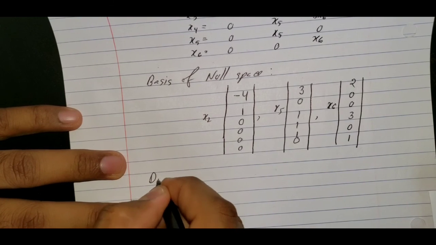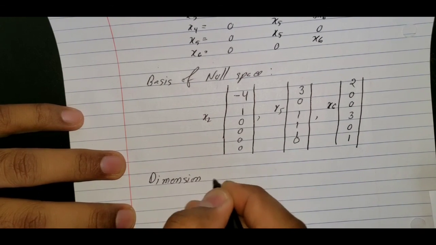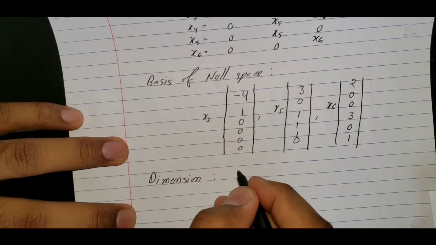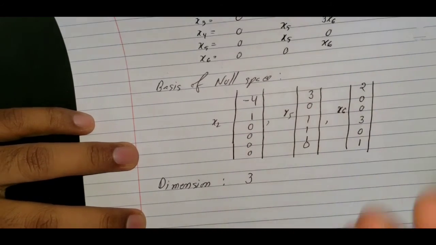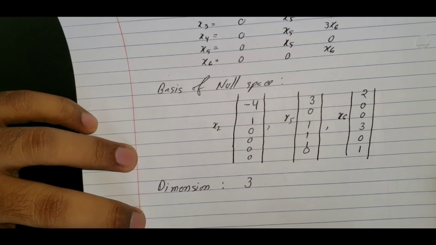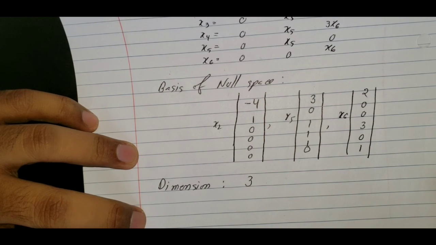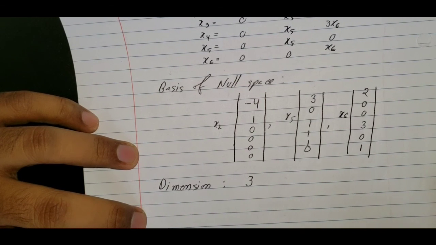Now the dimension of the null space is similar to the dimension of the row and column space. So the dimension here is also 3, because you have 3 columns of the null space. That's how you find the null space, basis, and dimension. That's how you find the column space, row space, and null space, as well as dimension and basis.